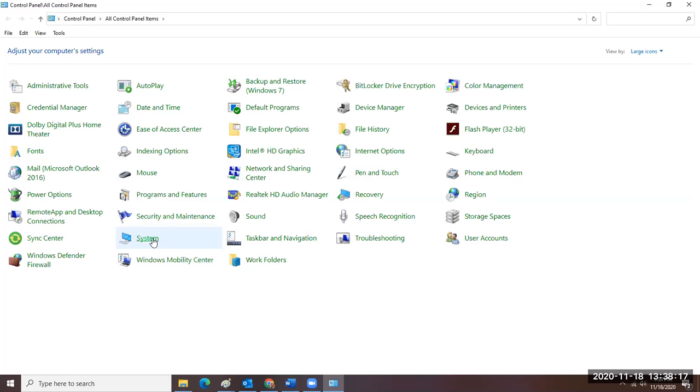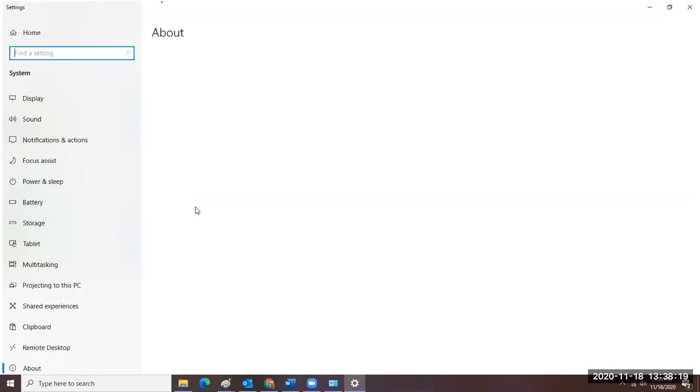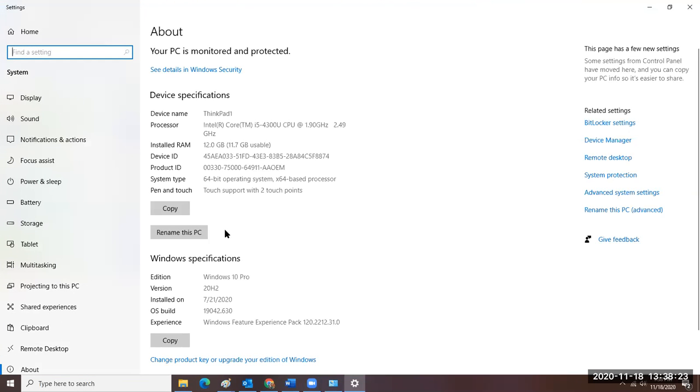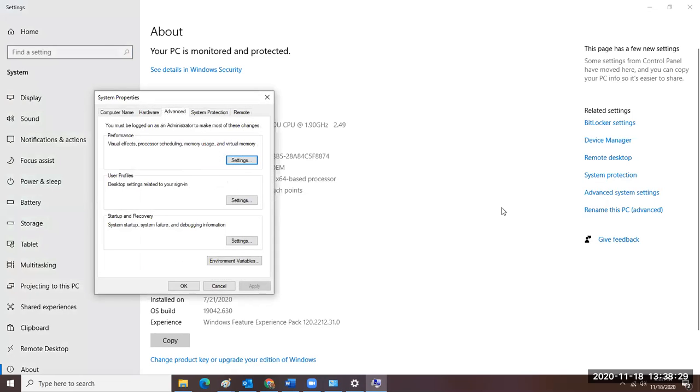So if I go into control panel under system, well, now this is annoying. This is really annoying. Yeah, that's the screen I want, system properties. The newest version of Windows 10 changed up on us.